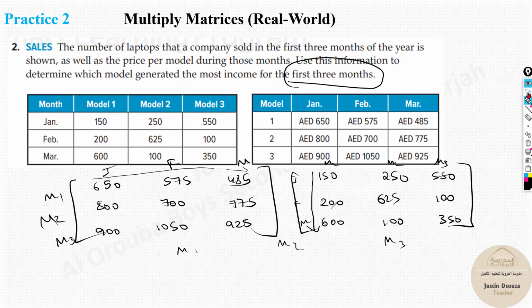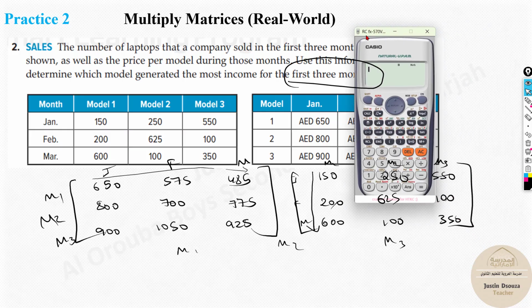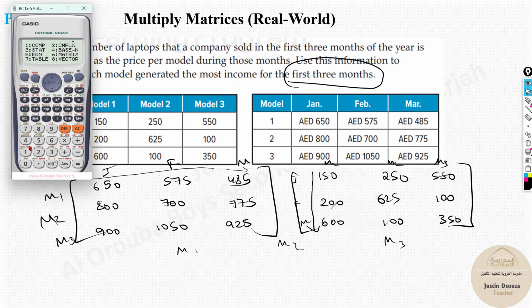I'll show you. Let's take out our calculators. All you need to do over here is just mode 6, first matrix. It's how much dimension? 3 cross 3. Let's type in the values. 650 equals 575. Press equal to save the values. 485, 800, now 700, 775, 900, 1050, and lastly we have 925. Now save it by pressing AC.